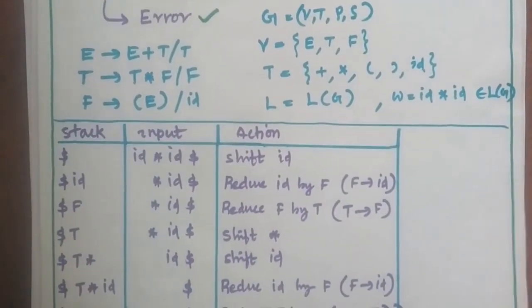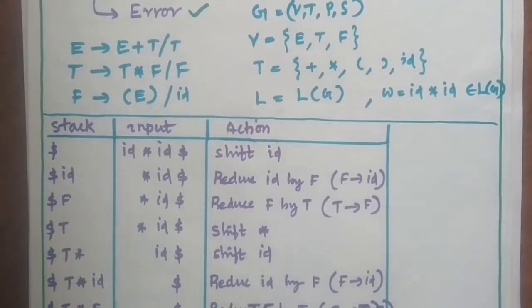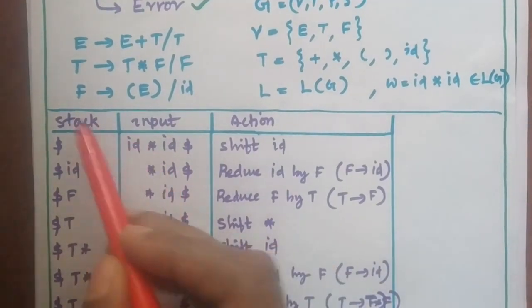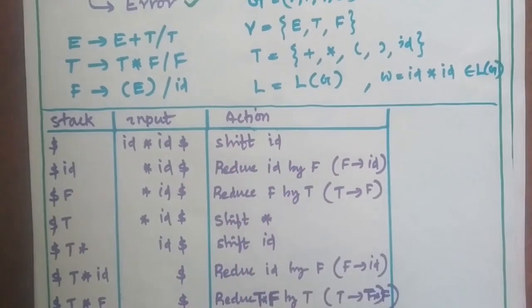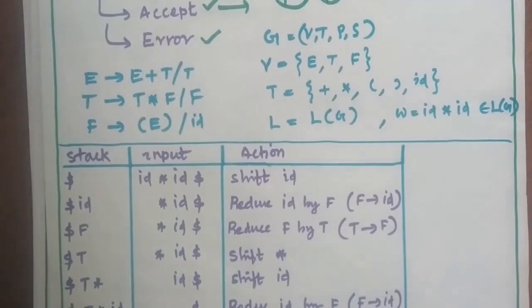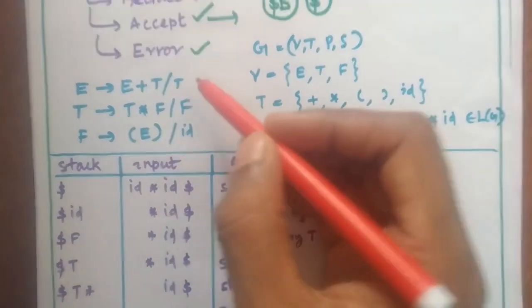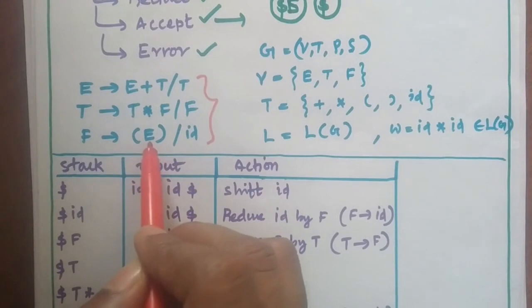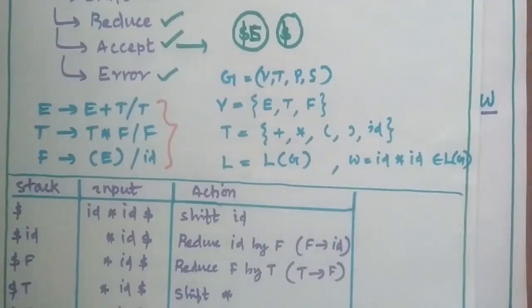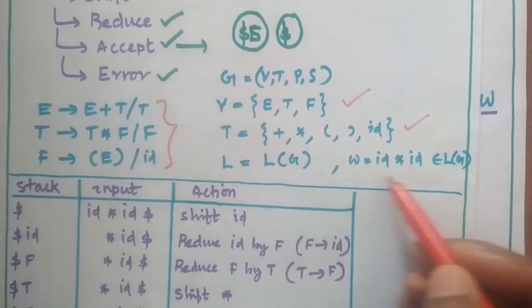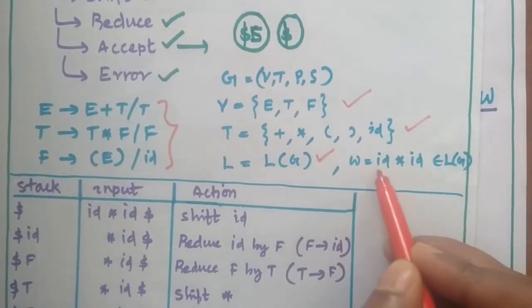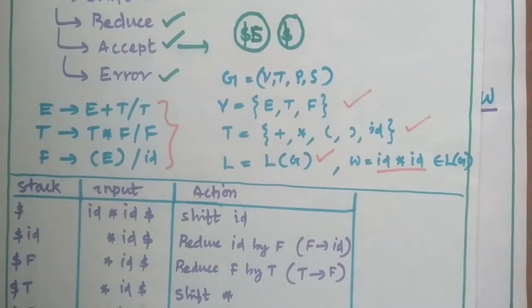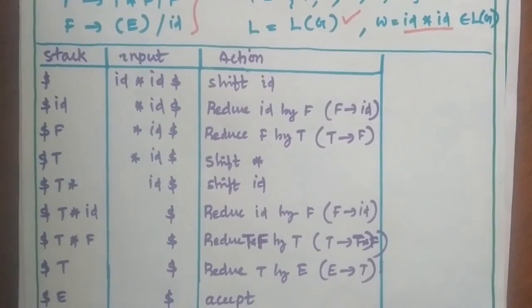And let us see one parsing operation of a shift reduce parser. Here you can see a stack, an input, and an action, and the stack operations are defined based on this grammar. In this grammar, E gives E plus T or T, T gives T star F or F, F gives within bracket E or ID. This is the variable set, this is the terminal set, and this is the language. We have taken ID star ID as our input string for verifying whether it belongs to the language or not, by performing SR parsing action.